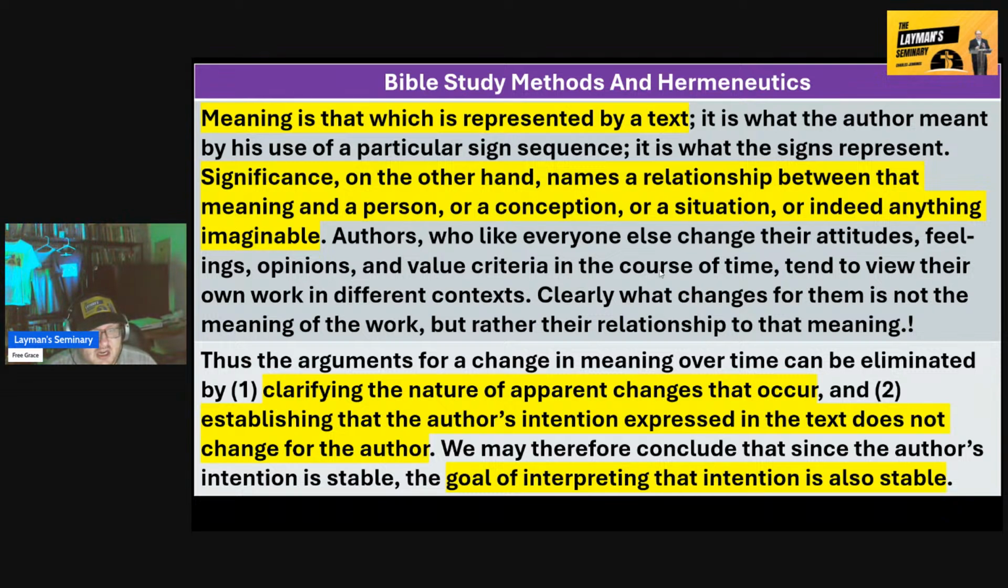Authors who, like everyone else, change their attitudes, feelings, opinions, and value criteria in the course of time tend to view their own work in different contexts. Clearly, what changes for them is not the meaning of the work, but rather their relationship to that meaning. Thus, the arguments for a change in meaning over time can be eliminated by 1, clarifying the nature of apparent changes that occur, and 2, establishing that the author's intention expressed in the text does not change for the author. We may therefore conclude that since the author's intention is stable, the goal of interpreting that intention is also stable.